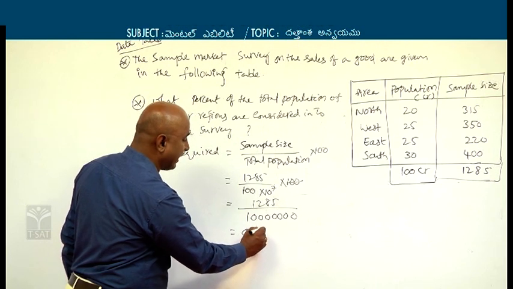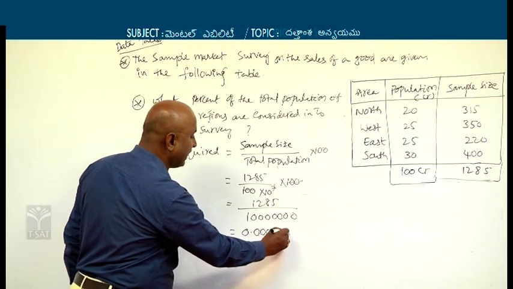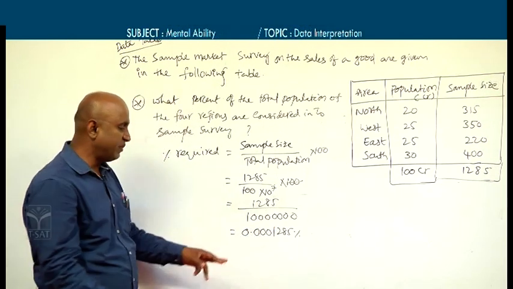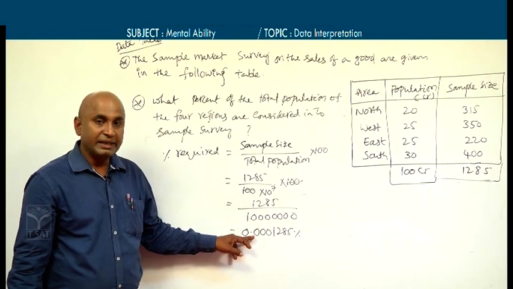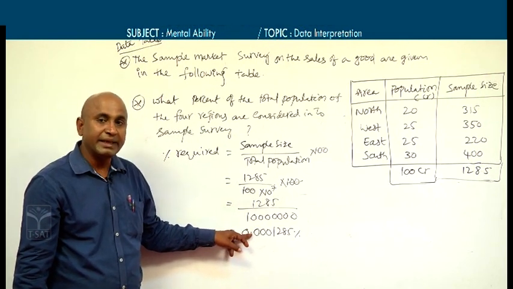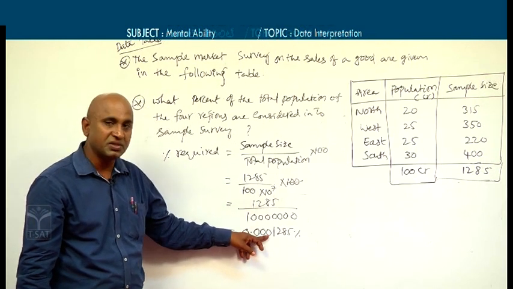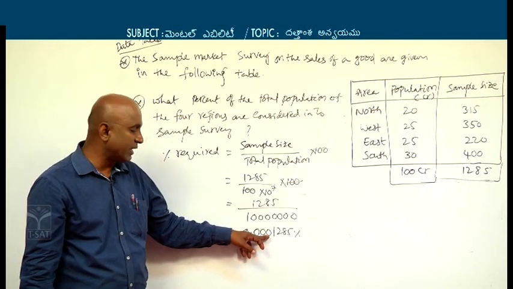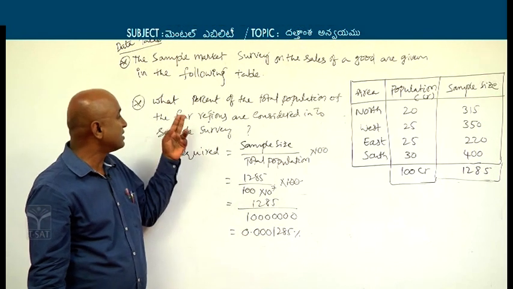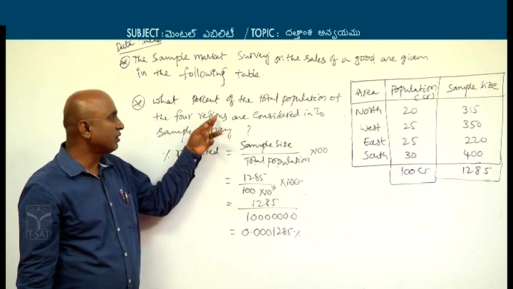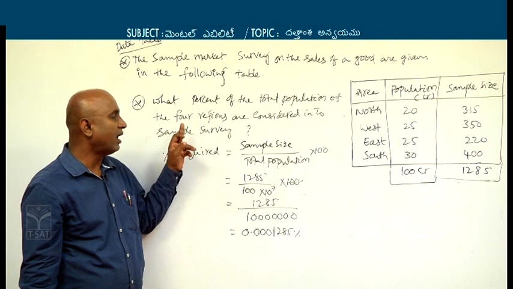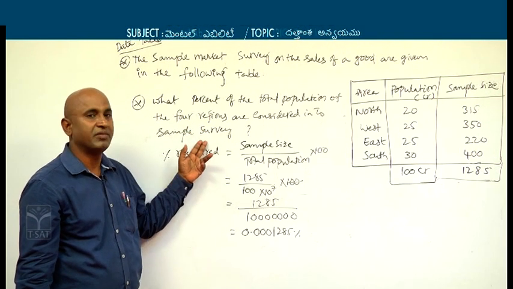So 0.001285%. We must be careful in putting this decimal point with respect to the percentage. Sometimes they will miss one 0, then you will lose the marks. So what is the problem here? What percent of the total population of 4 regions are considered into the sample survey?